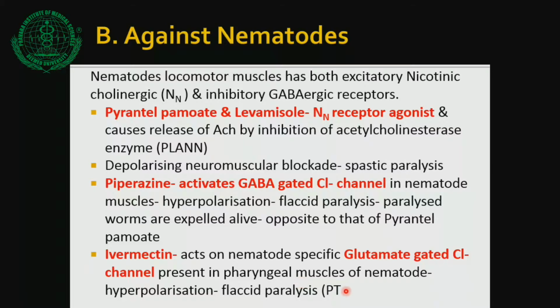So you can remember this as a PIG. Okay, P for piperazine, I for ivermectin, and G for either acting on GABA and glutamate gated chloride channel. So both of these will produce the flaccid paralysis through hyperpolarization, and these two produce the spastic paralysis through the NN receptor depolarization.